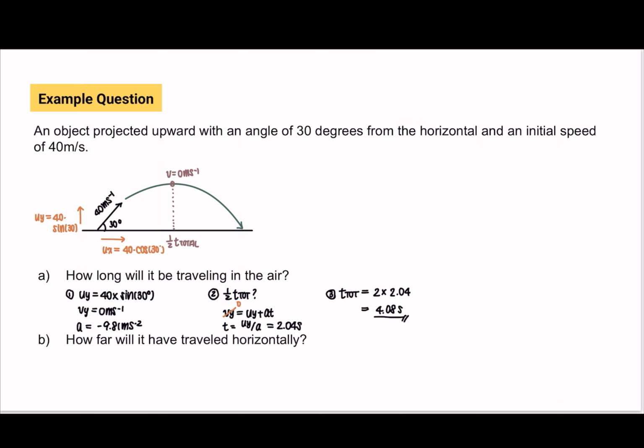The last question is about horizontal displacement. For this question, we have to use the total time taken and the horizontal velocity. The horizontal displacement is equal to time times horizontal velocity. So this will be the calculation.